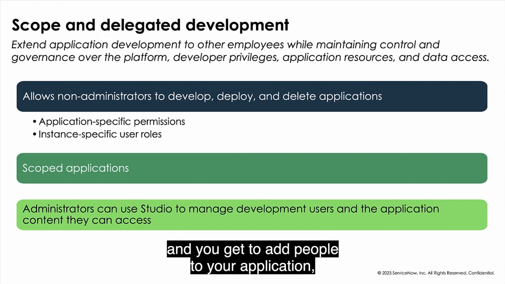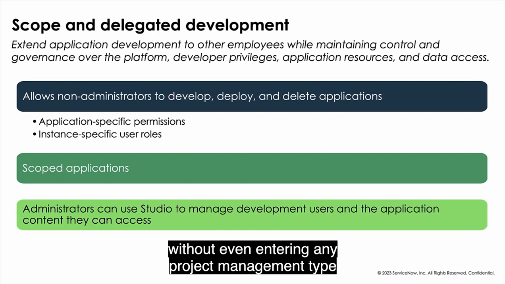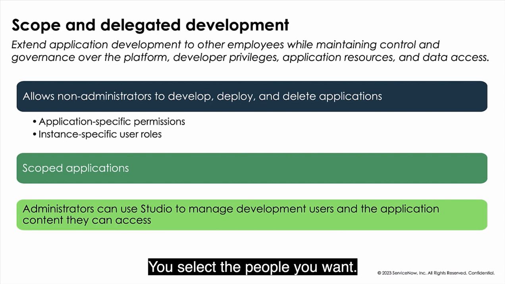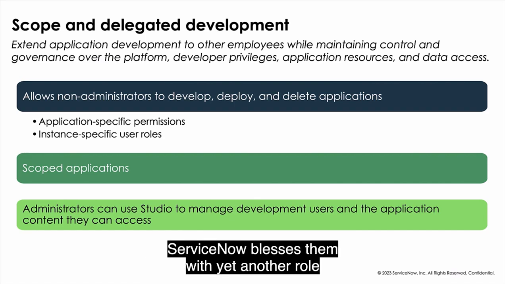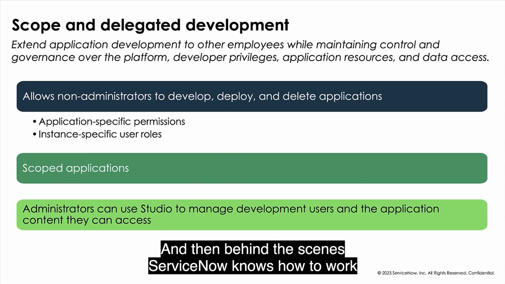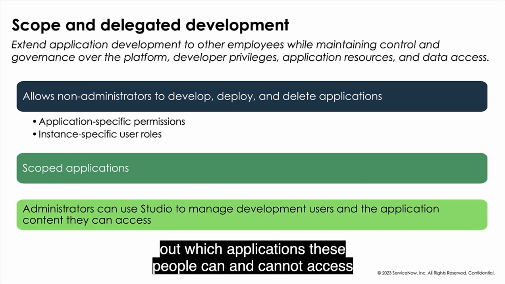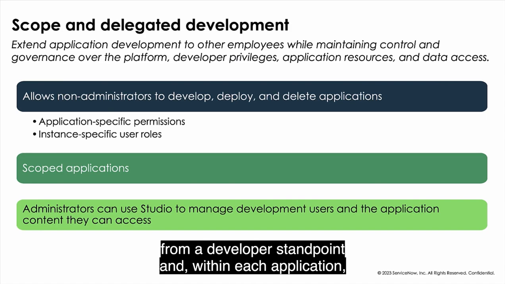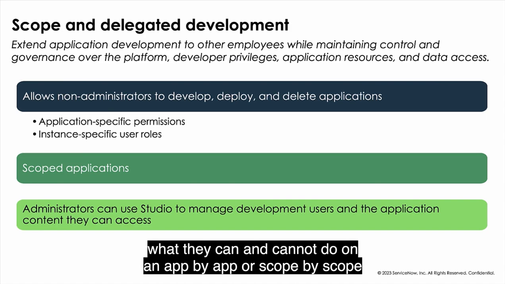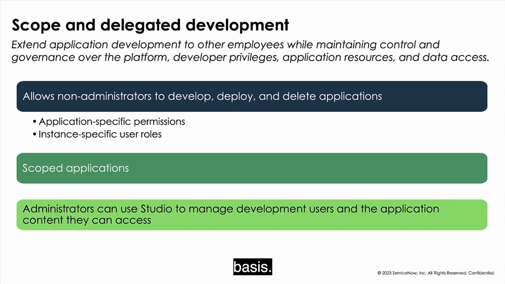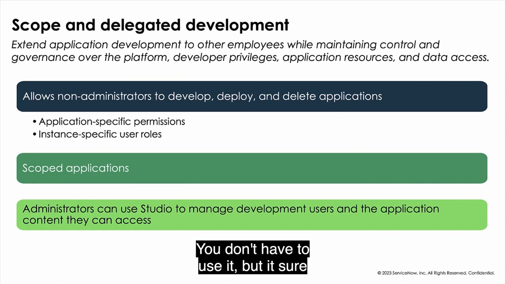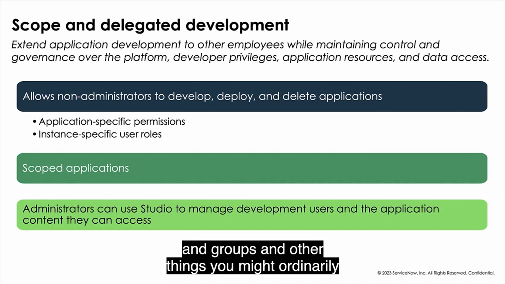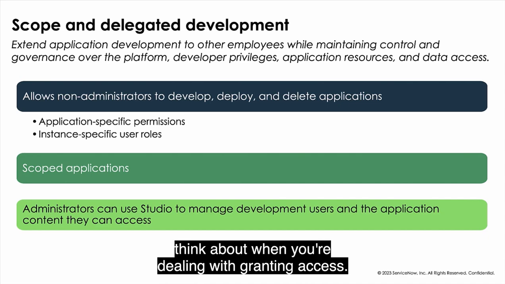So look, when you're working on your application, you get to assemble your little dream team, and you get to add people to your application, basically add them to your project, without even entering any project management type applications. You select the people you want. For each of those people, you hit little toggle switches of what they can and cannot do. ServiceNow blesses them with yet another role called delegated_developer, and then behind the scenes, ServiceNow knows how to work out which applications these people can and cannot access from a developer standpoint, and within each application, what they can and cannot do on an app by app or scope by scope basis. That's what delegated development is. You don't have to use it, but it sure makes your life easier in granting just the right amount of privilege as you assemble your teams. And this way you're not scrambling around, fussing too much about roles and groups and other things you might ordinarily think about when you're dealing with granting access.